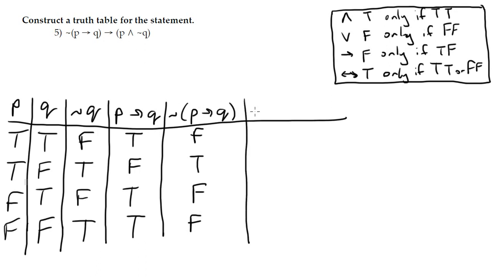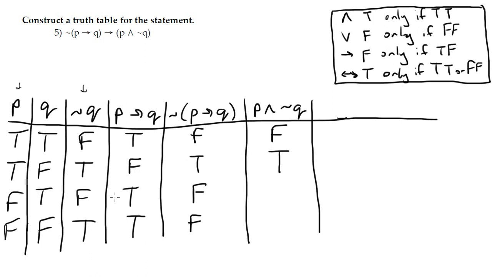Now I need P and not Q. Combining those two columns with a conjunction, which is true only if I have two true statements. So combining this column and this column, P and not Q. True and false is false. I need two trues. True and true is true. False and true is false. False and true is also false.